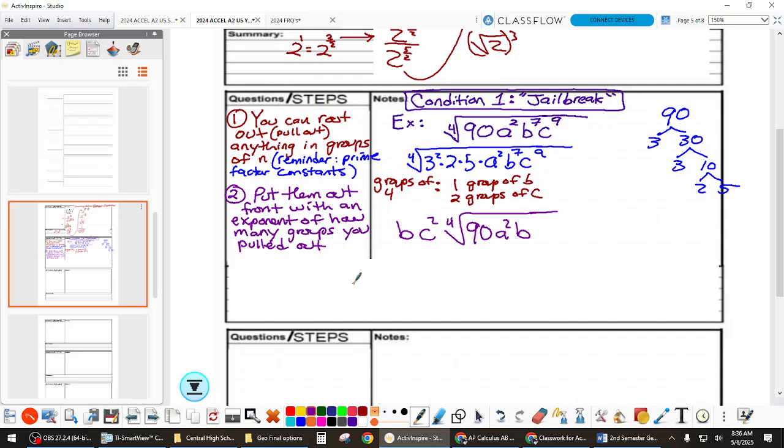Okay, so I'm going to use a different color for this because it's somewhat of a different step. b to what? And then how about c? Just to the 1. So any that were not part of a group stay inside.